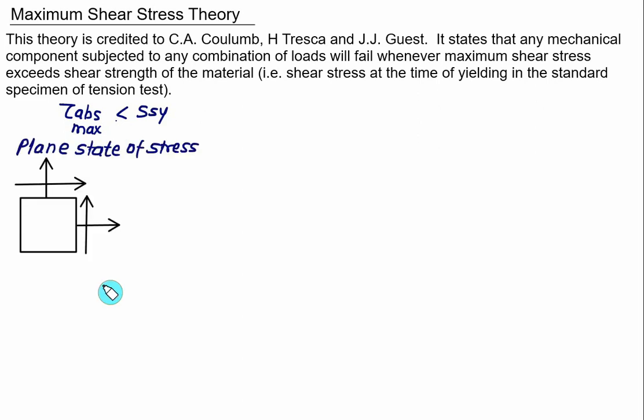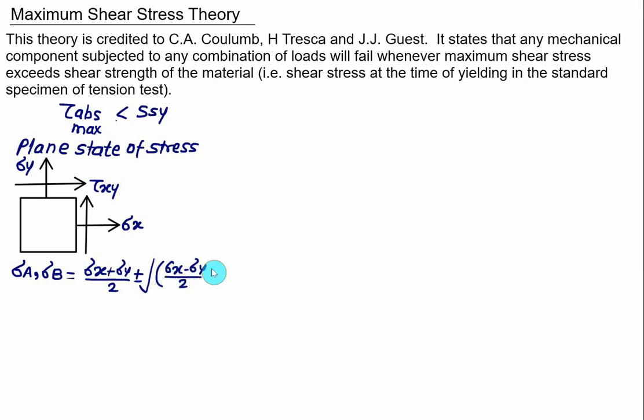So we'll consider here a plane state of stress, with the normal stress acting along the x direction equal to sigma x, shear stress equal to tau xy, and the normal stress acting along the y direction equal to sigma y. Using sigma x, tau xy and sigma y, we can calculate the two principal stresses sigma A and sigma B, using the standard relation that we are familiar with: sigma x plus sigma y divided by 2 plus minus under root of sigma x minus sigma y divided by 2 whole square plus tau xy square.